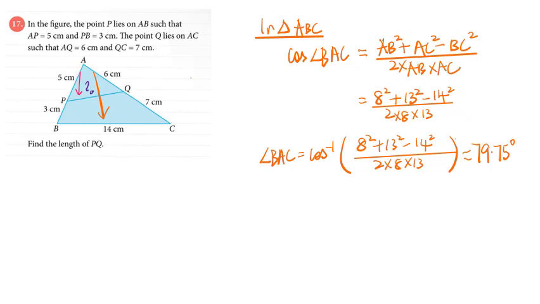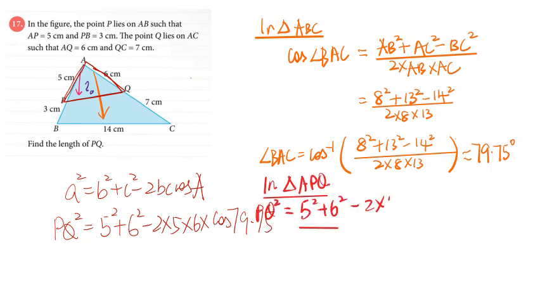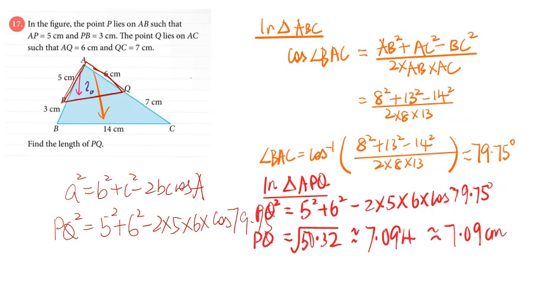So once we know the value of BAC, we can now zero into this triangle to find the length PQ. A squared is equal to B squared plus C squared minus 2BC cosine angle A. So let's replace your side A with PQ. Then B can be 5, C can be 6. And of course, the angle we found out earlier on to be 79.75. Okay, so let's do it now. All right, so you will get PQ, and it's a positive value. PQ being more than 0, therefore we only take the positive value. All right, so that's all. Hopefully this video has taught you one thing or another on how to use cosine rule to solve more problem sums.